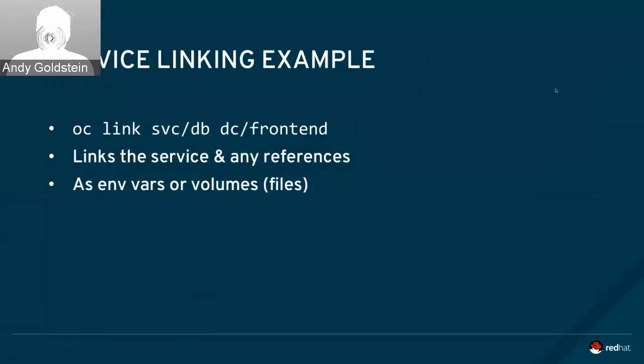So what would it look like to do linking? Here I'd like to reuse the proposed link command, and the example is oc link service/DB dc/frontend, and this would link the service and any references. So that would be the config map and secret that I had in the example. I'd like to bring those along with me so that when the service is linked to the deployment config, we get that information automatically added without having to do any extra work. And this linking could happen as environment variables or volumes and files. I'm going to demonstrate just environment variables in this example.